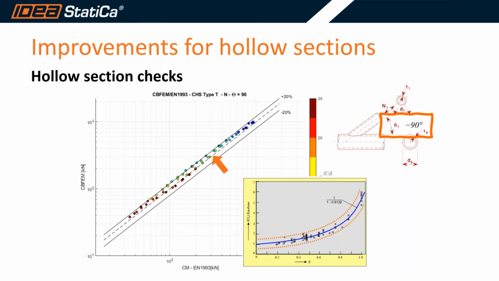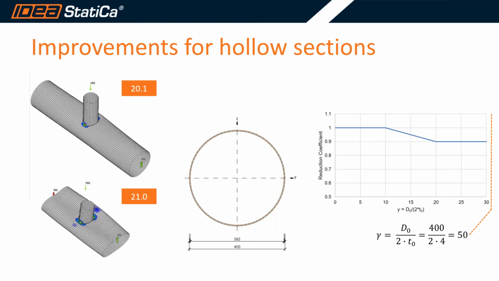Now, in case you wonder about the cross section I have mentioned earlier, the gamma value that corresponds to this cross section has a value of 50, which is too slender. And the reason I did this was to enhance this effect and clearly demonstrate the differences between the two versions.